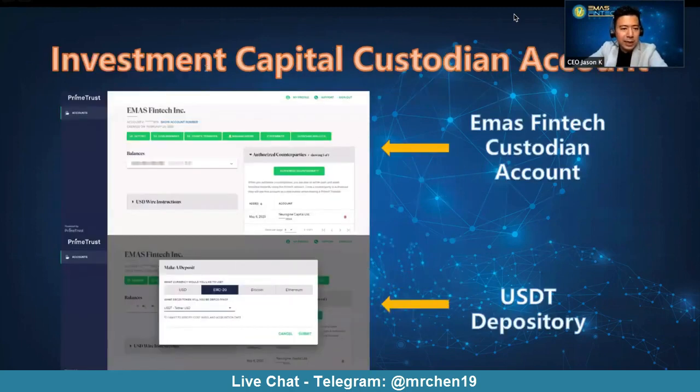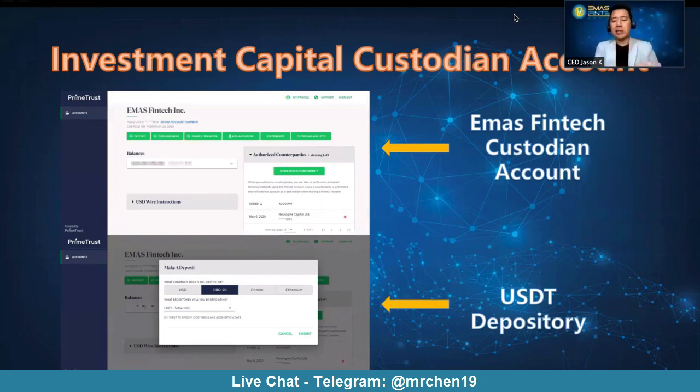This is our Emas Fintech account with Prime Trust, as you can see over here. We collect our investment funds in USDT, so the deposit method is USDT. You might be curious why I'm not collecting fiat currencies or cash. Because if you bank into me, I would still need to wire or TT your funds to Prime Trust in the United States. The normal processing time for wiring to a Prime Trust account is 5 to 7 working days.